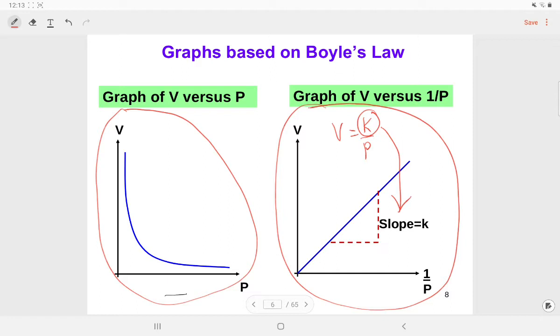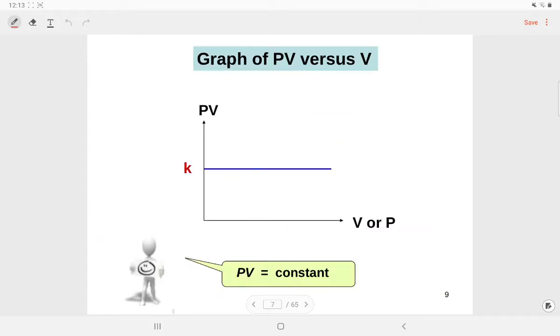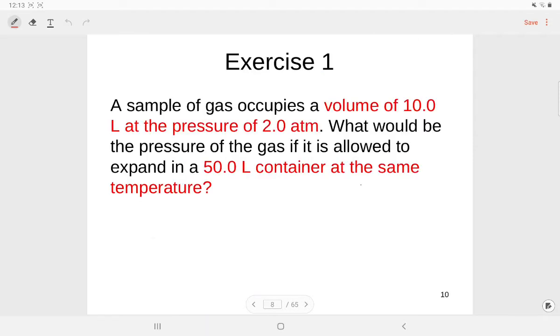These are the two graphs, and we have another one: if we plot a graph of pressure times volume versus pressure, you will get a straight line, which means it's a constant, and you cannot determine the slope because the gradient is equal to 0. So, three graphs. Let's look at the first exercise.